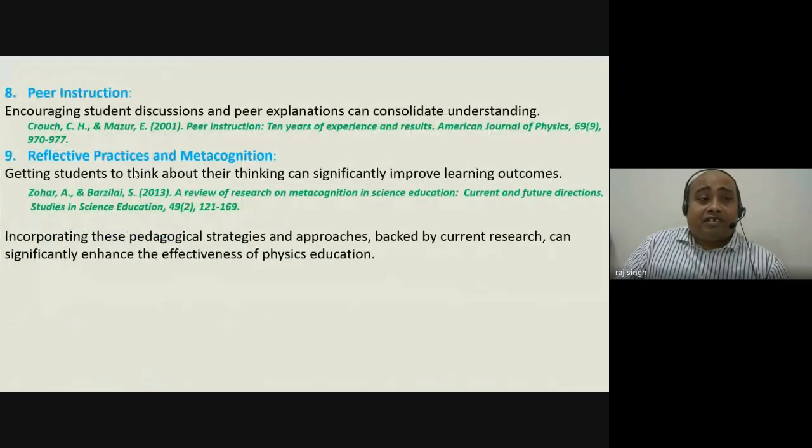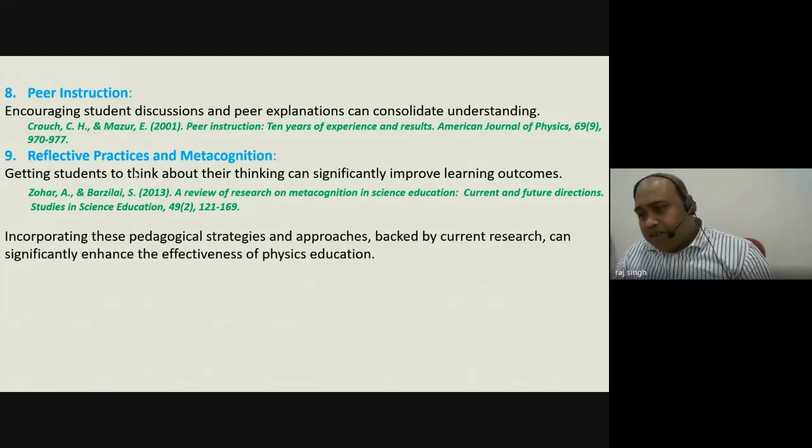And peer instruction, encouraging student discussion and peer explanation, can consolidate their understanding. I remember one phenomenon when I was in BSc.